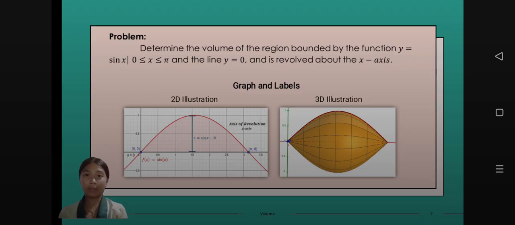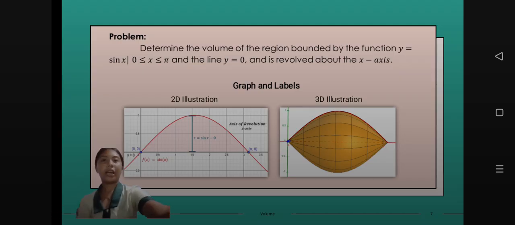We need to substitute the upper and the lower limit. So we have here pi times 1.543435 minus 5 times 0, which is equal to pi squared over 2, or 4.93 cubic units. Therefore, the volume of the solid generated is approximately 4.93 cubic units.